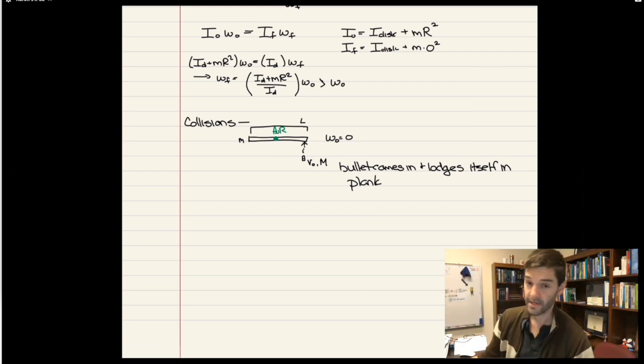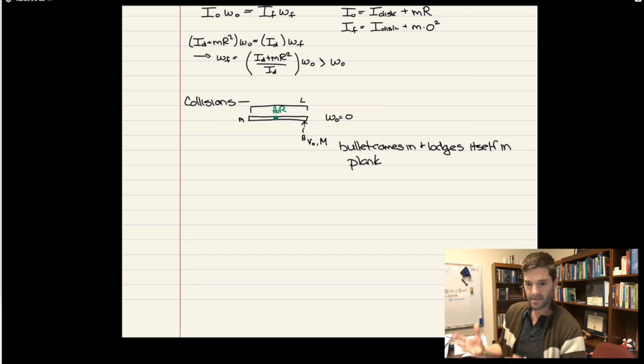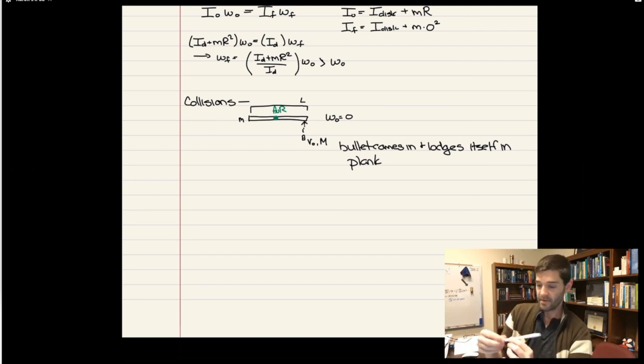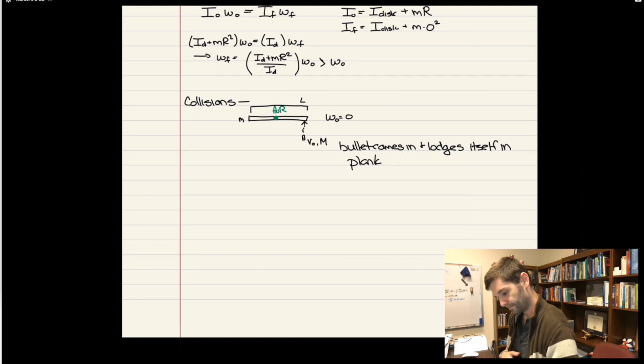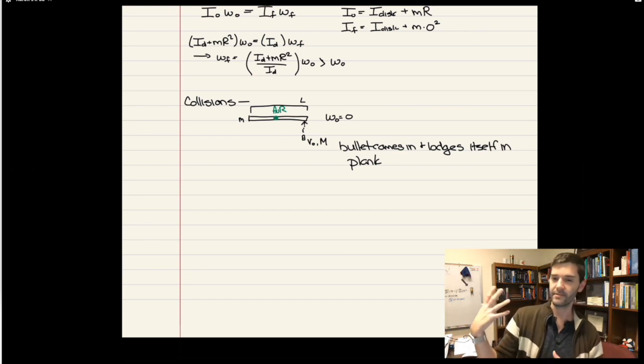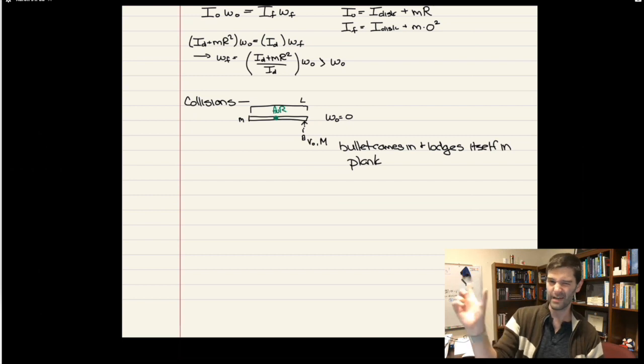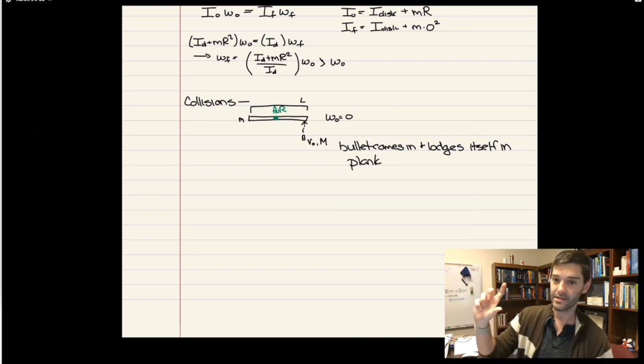Of course, now we can do a better job and say, how fast is it spinning? Or can I write down an expression that says how fast it's spinning? So the bullet comes in, lodges itself. It will clearly start spinning. How much does it spin? The analogy here is when we looked at linear momentum, we could look at right before and right after the collision and use momentum conservation. You can do the same thing here.